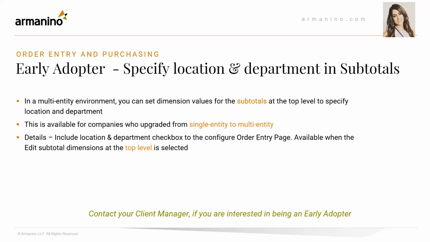If your company has been upgraded from a single entity company to a multi-entity company, you can select and edit the location and department dimensions for transaction subtotals at the top level. With this new feature, you can transact at the top level with the same flexibility you have at the entity level. You'll be able to set and edit the location and department dimensions in the transaction definition subtotals. If you are interested in being an early adopter for this, please feel free to reach out to your client manager. And I will pass back to Jessica.